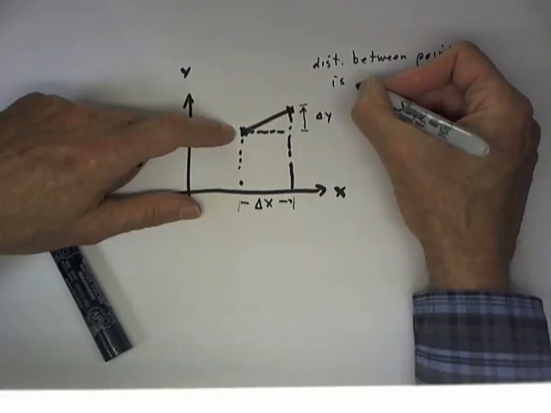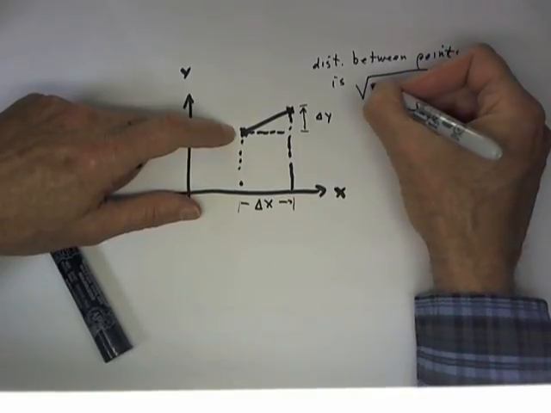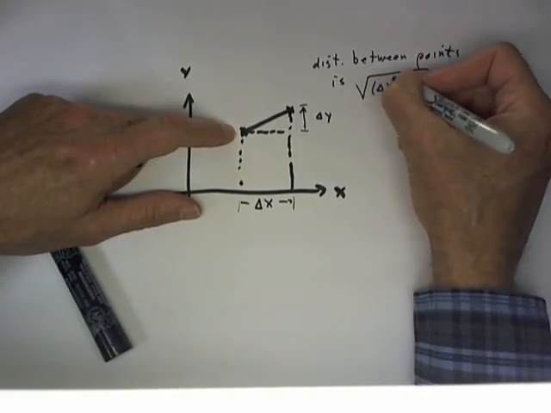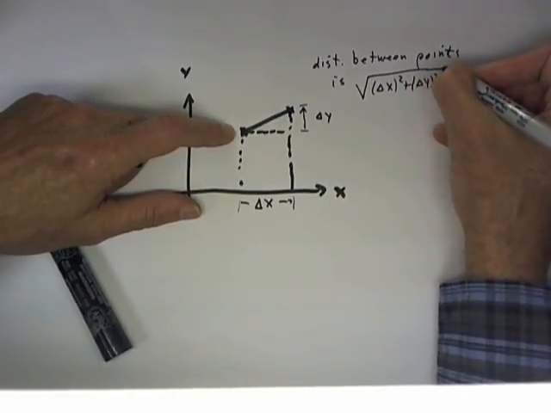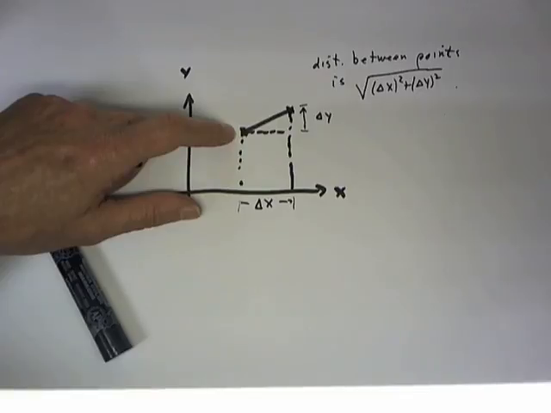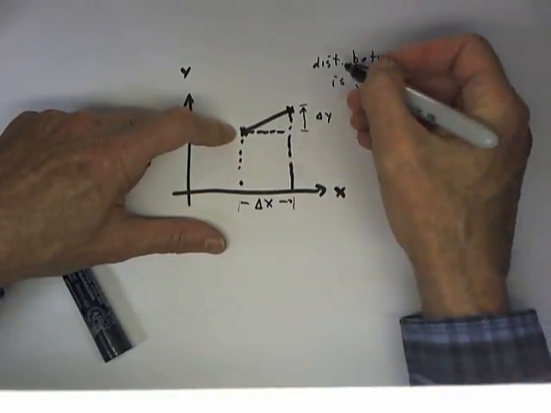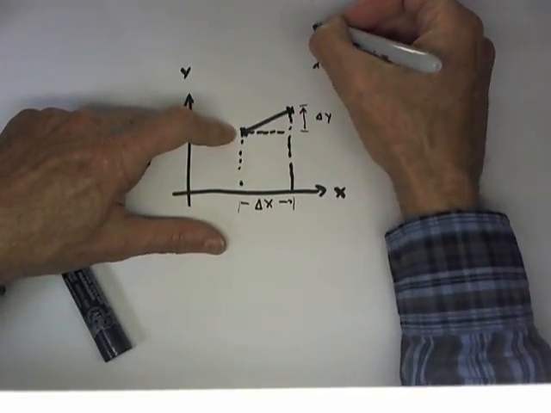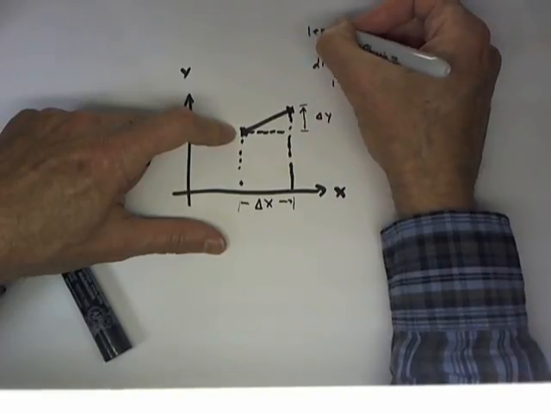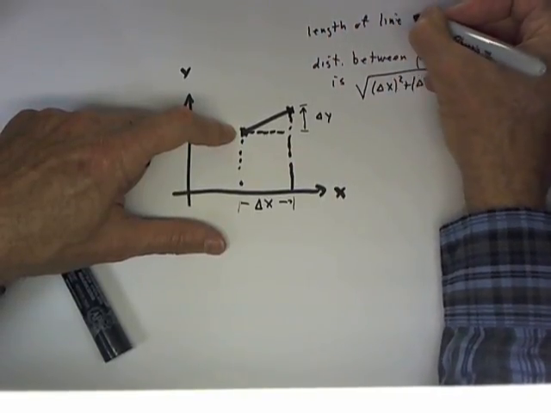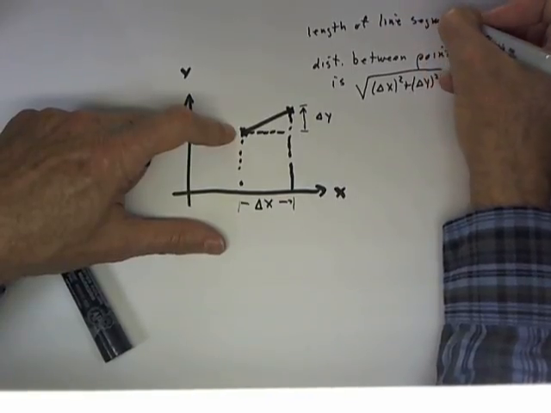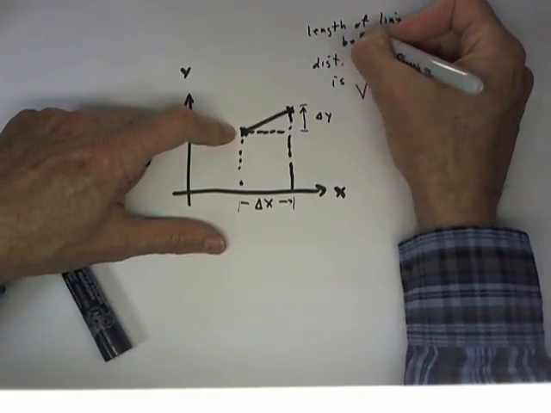is, by the Pythagorean theorem, square root of delta x quantity squared plus delta y quantity squared. And that distance is the length of this line segment between the points.